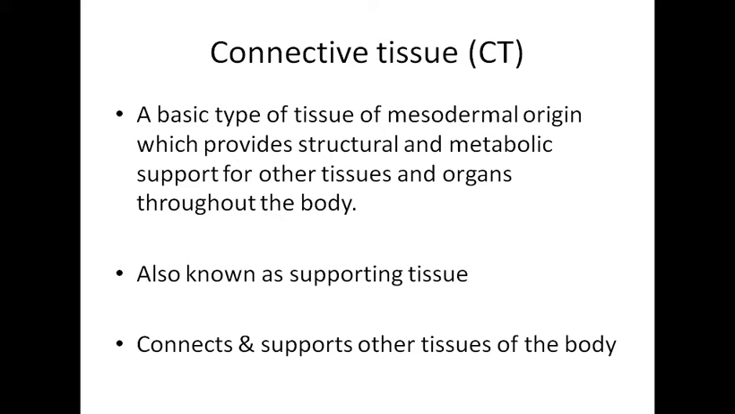So the structural integrity will be provided by the components which we will discuss in the upcoming slides. The metabolic activity will be provided by the vessels present in the connective tissue. Now these vessels can be blood vessels, these can be lymphatic vessels, right? And this connective tissue can be found around any organ or any proper tissue of the body, right? The other name for this connective tissue is the supporting tissue, which connects and supports the other tissues of the whole body.